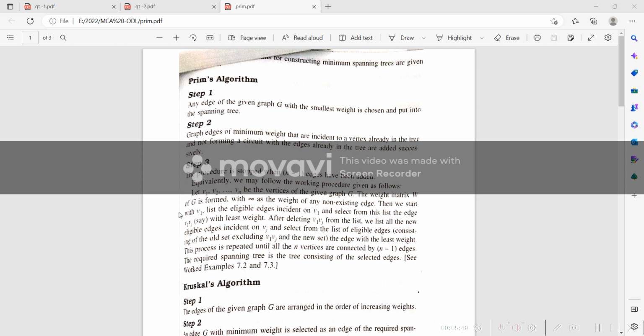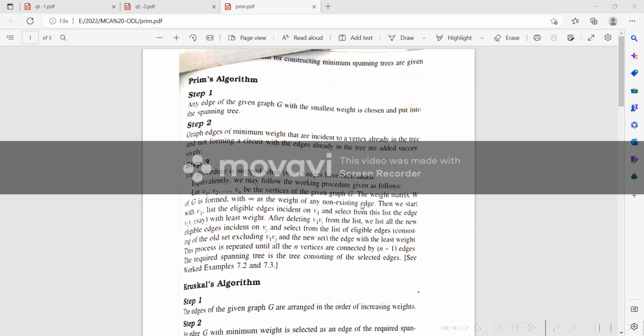We can explain this one in this way also. First, we denote our vertices by v1, v2, and so on up to vn. The weight matrix W of G is formed. So we have to form one weight matrix with infinity as the weight of any non-existing edges.